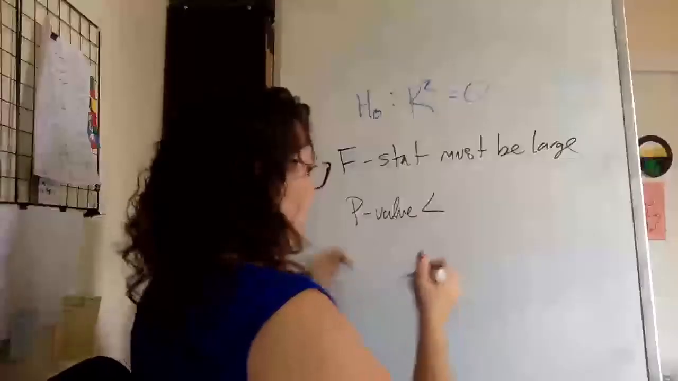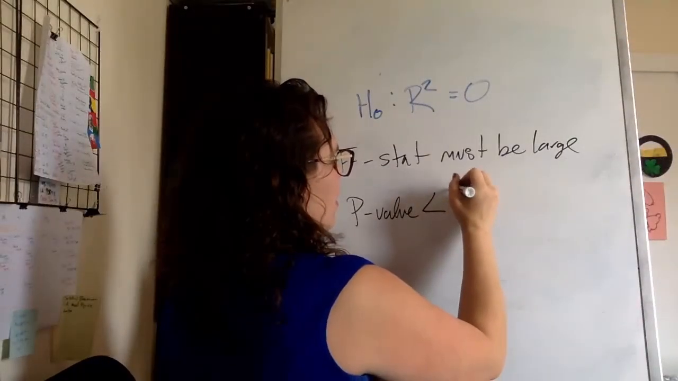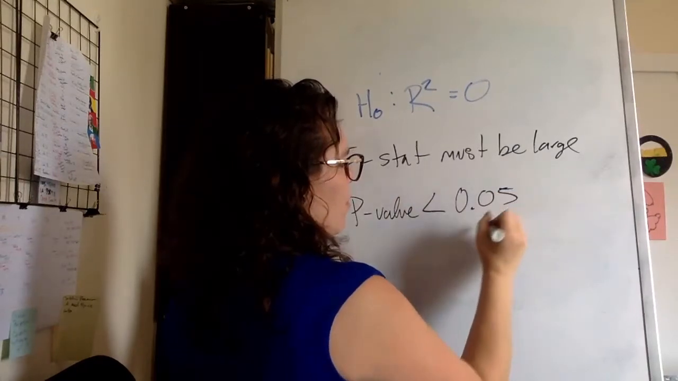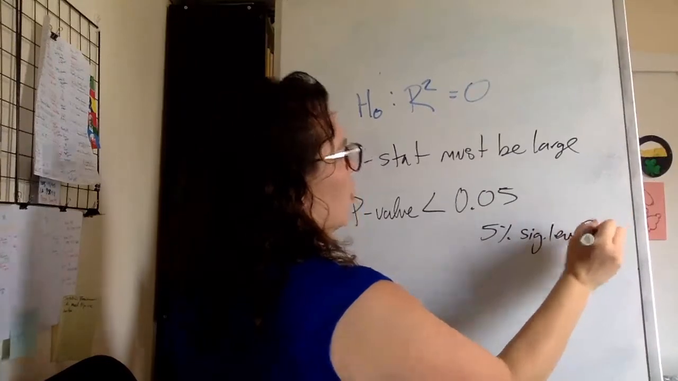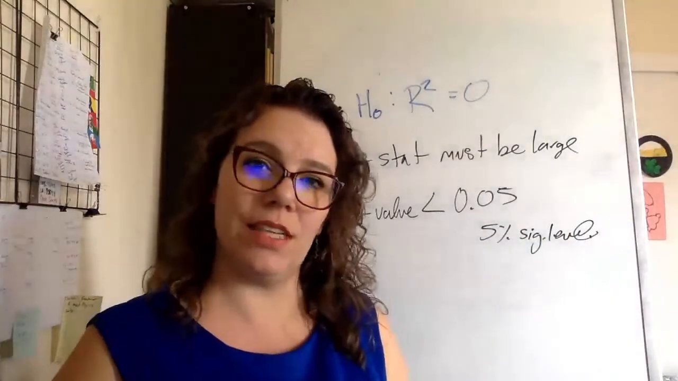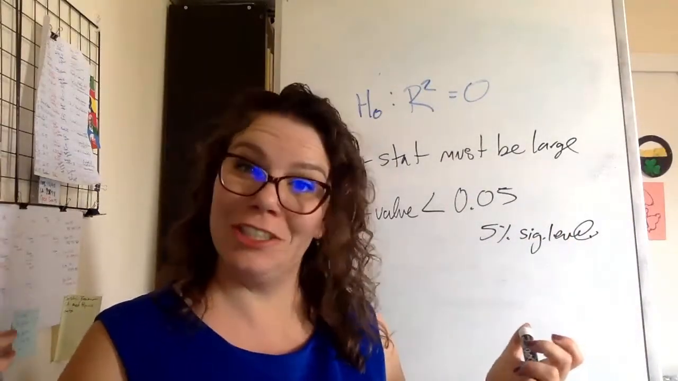So if the p-value is less than, say, 0.05, which is that 5% significance level, we can reject the null hypothesis that r squared is equal to 0, which is good news, right?